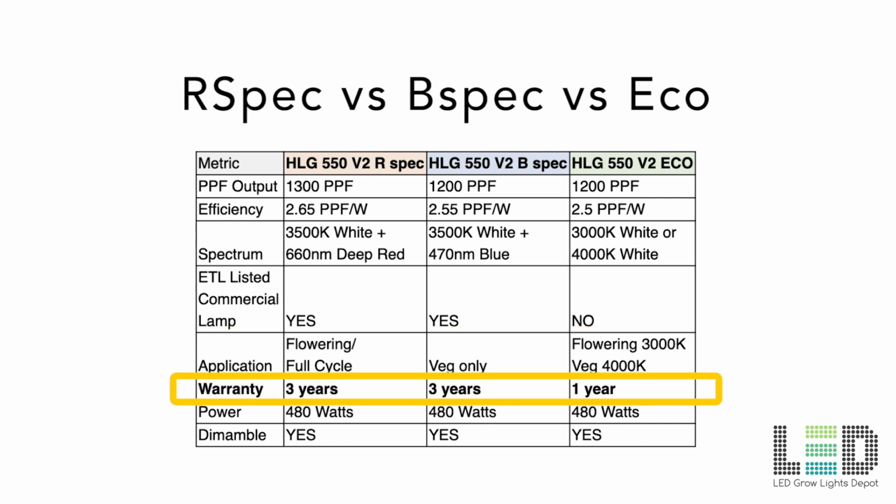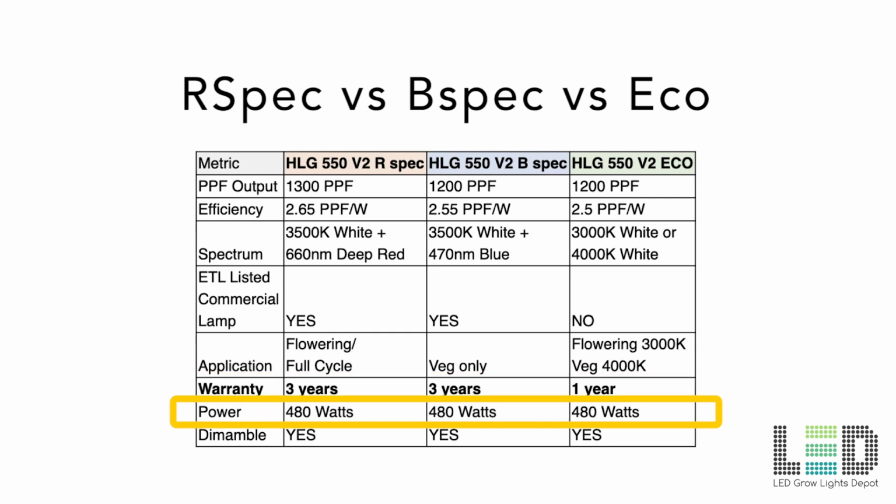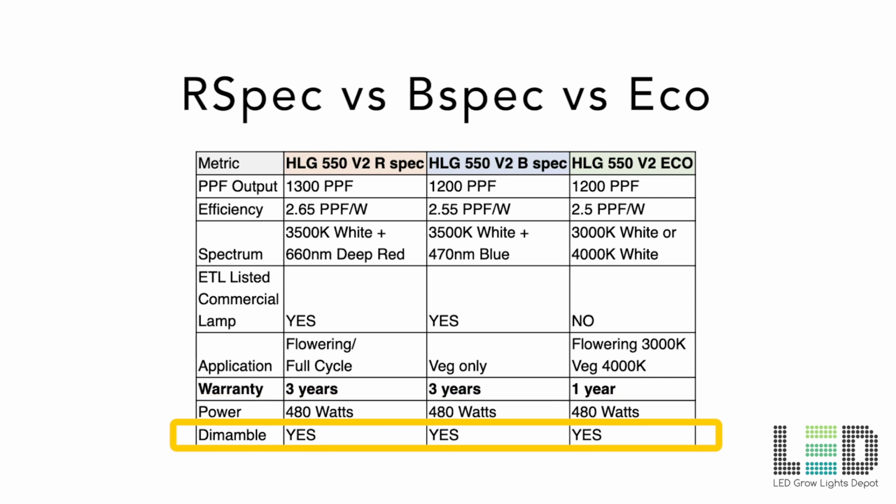Warranty. One of the biggest differences is a 1-year warranty on the Eco. The Rspec and Bspec both have 3-year warranties. Power. All HLG 550 V2s use around 480 watts at the wall and are dimmable.